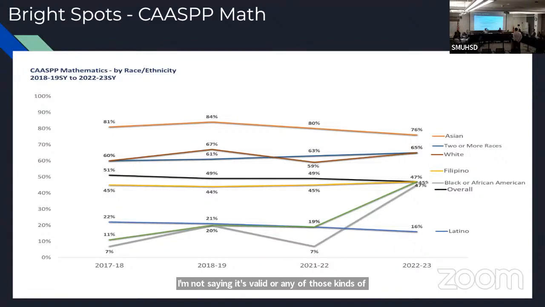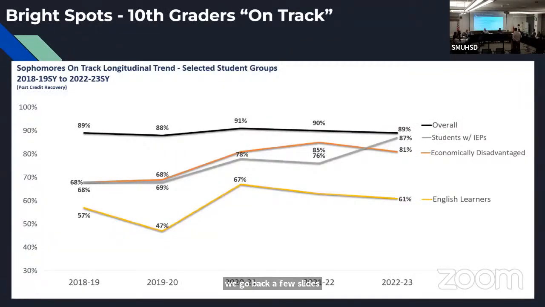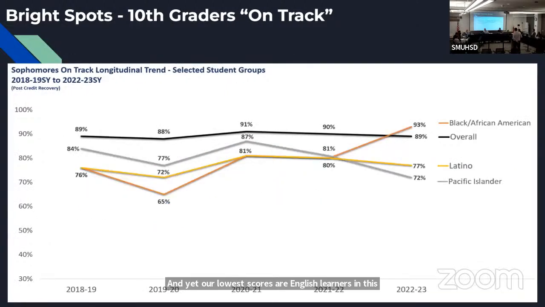In fact, can we go back a few slides? Keep going. Here we go. So here we have not the CASP test. This is longitudinal data, which is what we were just talking about. And yet our lowest scores are English learners in this one. And this is again something that we have to corroborate with the other data. And then again here, where you have Latinos and Pacific Islanders at the lower ends. And so there are multiple measures that are saying to us, we have to do a better job when it comes to Latino students and it comes to English learners.